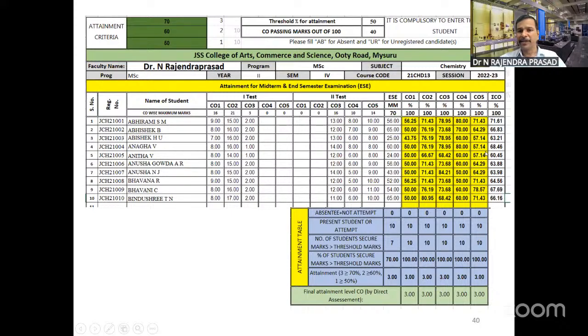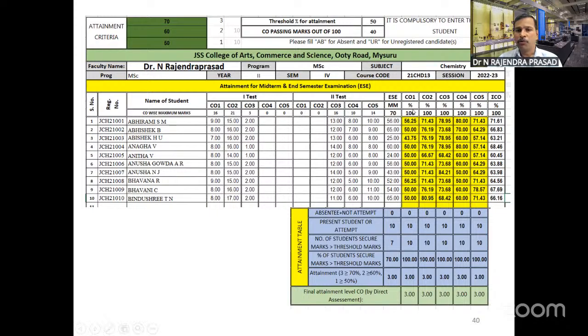Convert them into percentage. So 9 by 16 into percentage. Tabulate all those things. Either you can do this manually, or you can put certain formulas in the Excel. If time permits, I will show you some samples of how to put the formula there. Convert them into percentage. Take the average.